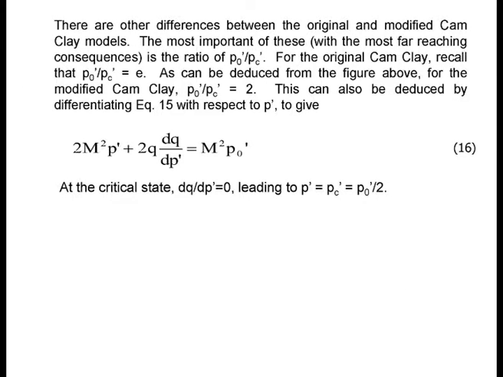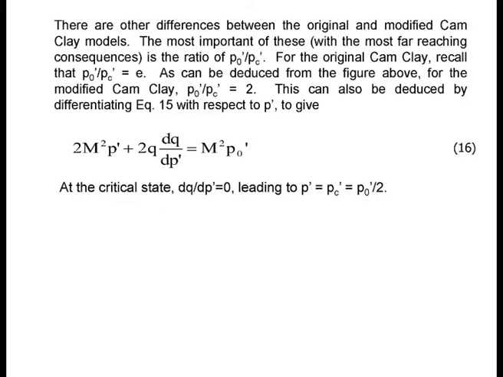Now, at critical state, dq over dp prime is zero because it's a turning point. dy over dx is zero, because it's a turning point. So this term will vanish at critical state. And you get that at critical state, p prime is equal to p naught prime over 2. You get the condition that at critical state, p prime, which is equal to pc prime at critical state, is equal to the pre-consolidation pressure divided by 2.